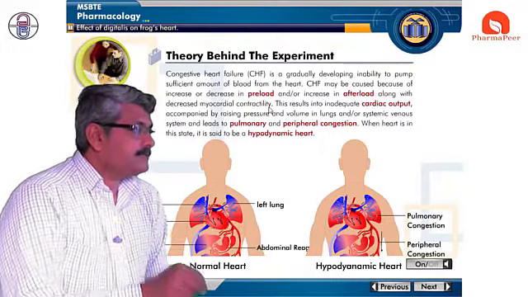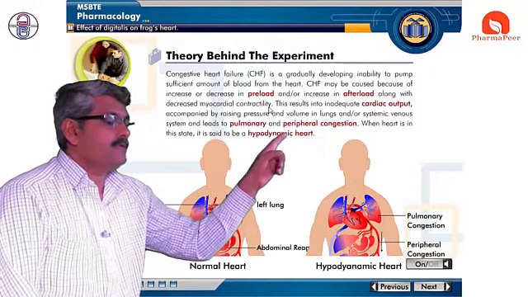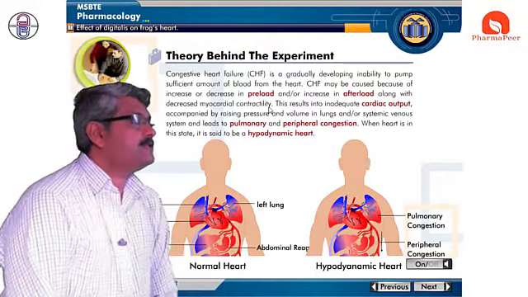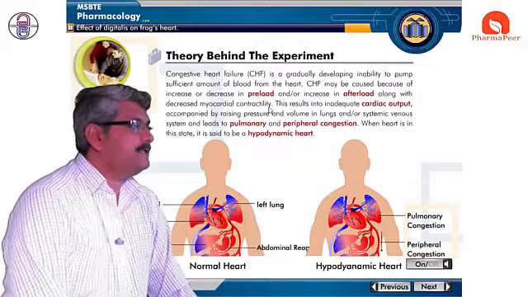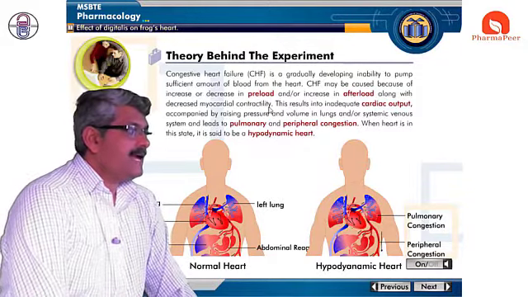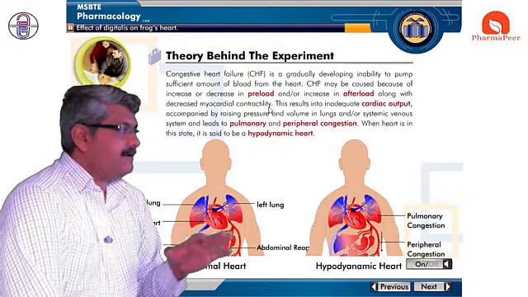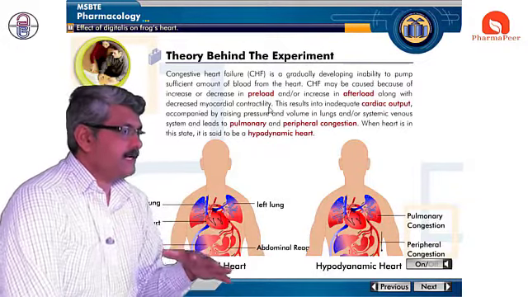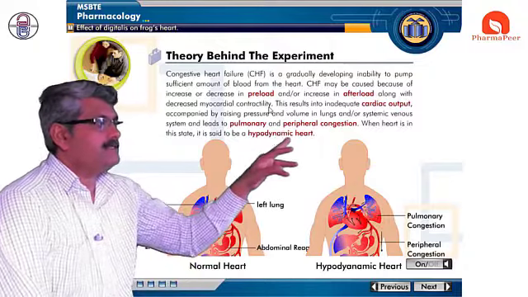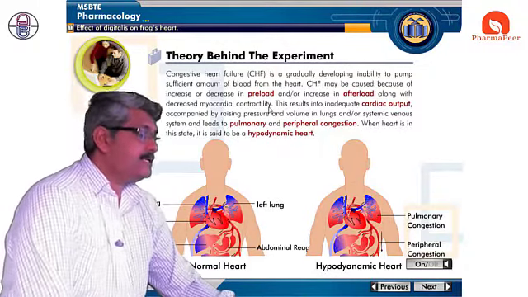From where does the liquid come? This liquid is there from congestion, which we call peripheral congestion. The same thing is available within the lungs, as pulmonary and peripheral congestion. When the heart is in this state and we feel such a condition, then we can say that the heart is in a hypodynamic state.